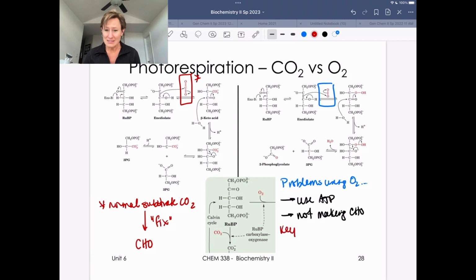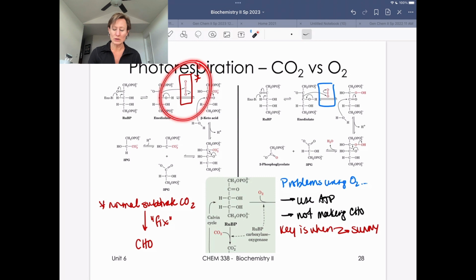So again, the key is that this is happening at a specific time. The key here is when, and this is happening when it's sunny. So highlighting again, if it's sunny, not a problem. Lots of chloroplast electron transport is already making ATP. You've got plenty of money to burn. You've already probably made plenty of carbohydrates. That's the whole reason that carbon dioxide has been depleted.